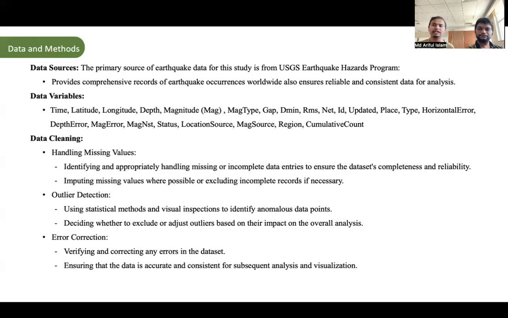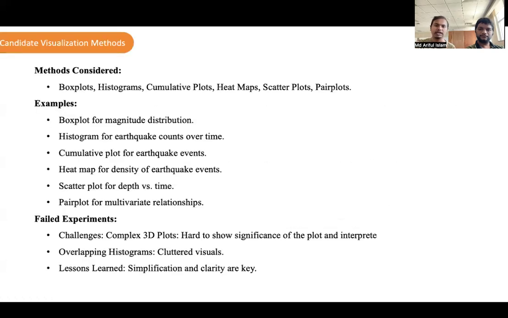After getting the data from the USGS catalog, we did some cleaning up so that we could load the data in pandas easily. We handled the missing values, corrected some errors in the data, and detected some outliers. It was loaded into pandas without any error, and we could do the analysis.